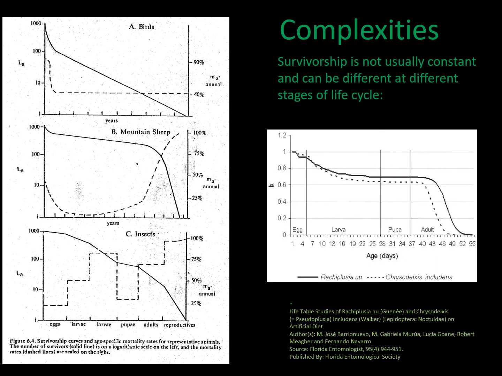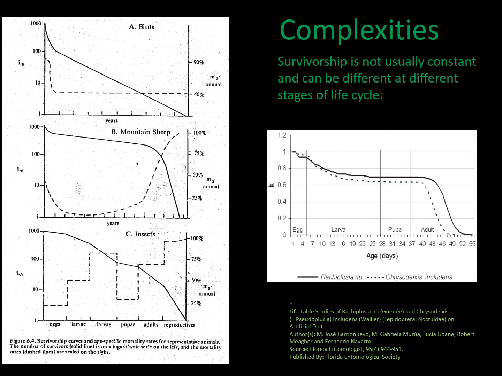So nature is pretty messy, and we have a lot of complexities. Survivorship is not usually constant, and it can be different at different times or stages of the life cycle. For example, in birds, or the mountain sheep again, or insects, which are particularly interesting because each different stage of the insect's life cycle will have a different mortality associated with it. So if you look over here at eggs and larvae and pupae and adults and reproductive, the same thing with these two species of moths, where they have relatively high mortality as an egg, and then there's the larva and then the pupa, and then the adult goes along and then boom, drops dead.